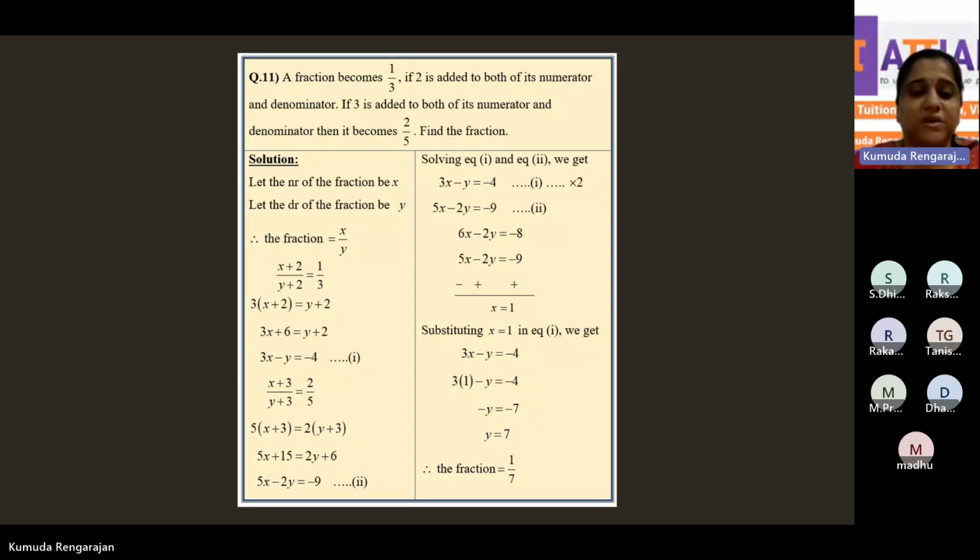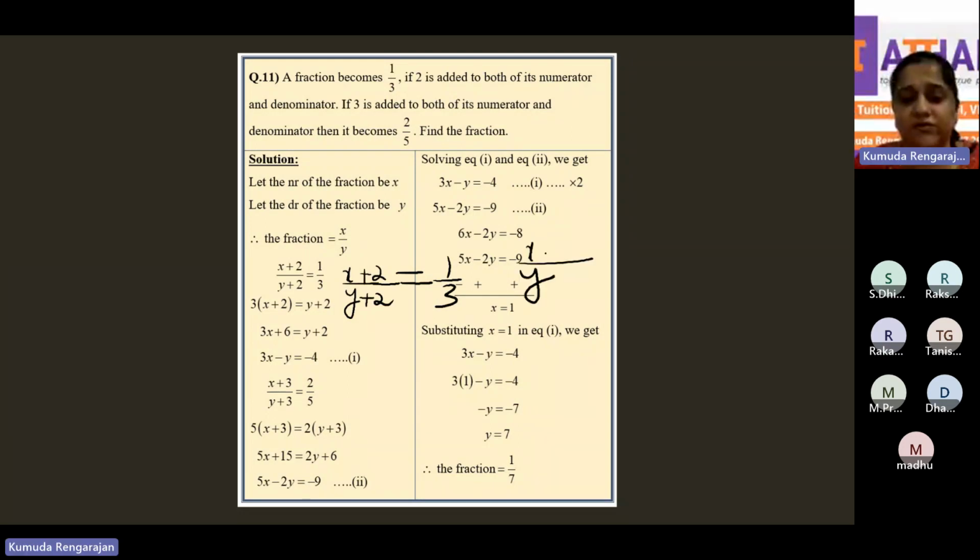So the fraction is x by y. It's given that if 2 is added to both the numerator and the denominator, it becomes 1 by 3. Then if 3 is added to both the numerator and denominator, it becomes 2 by 5. That means it's equal to 2 by 5. So we just have to cross multiply, get the two equations, solve, find x and y, and hence find the fraction.